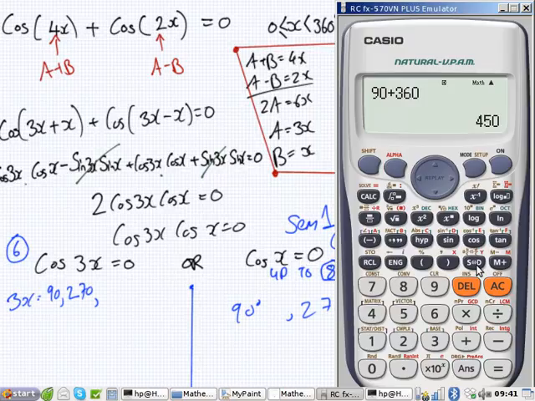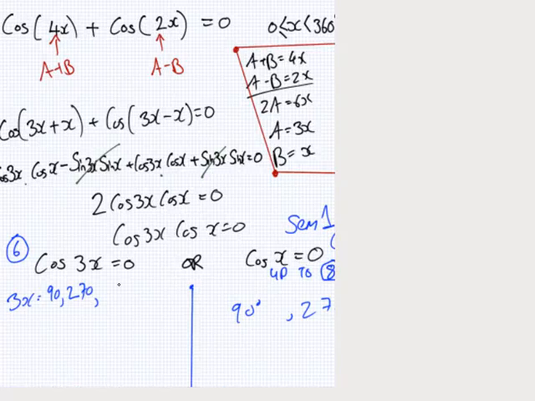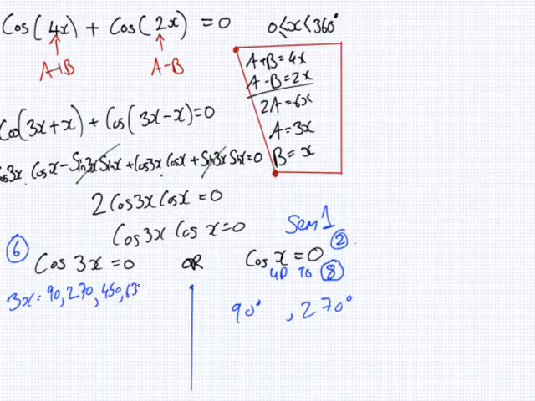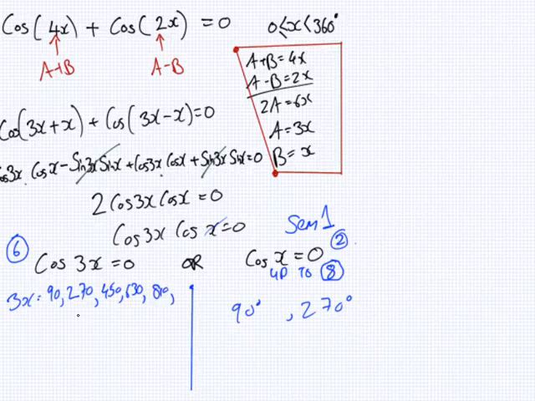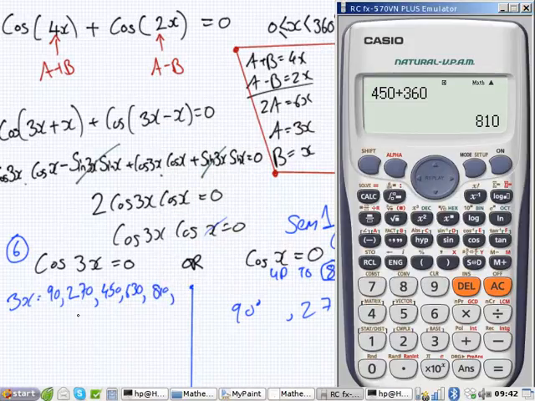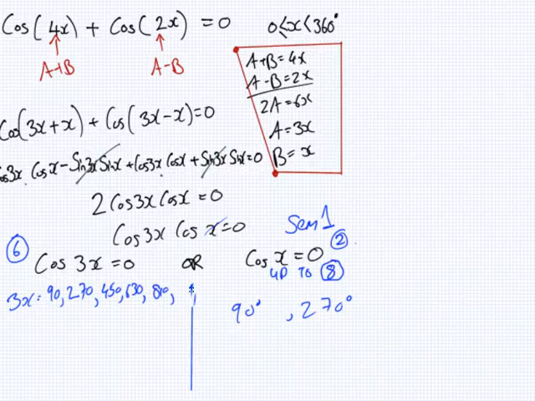90 plus 360 is 450. 270 plus 360 is 630. So 450 and 630. Okay, now add 360 to these two. So 450 plus 360, 810. And then the last one, I need to go on to the next line. 630 plus 360, 990. So now I divide by 3, and now I have all the answers.